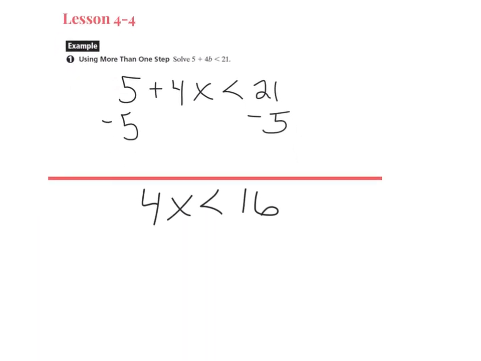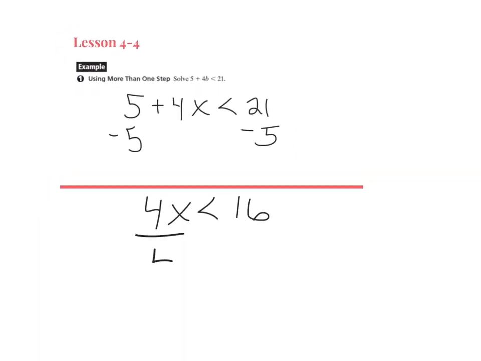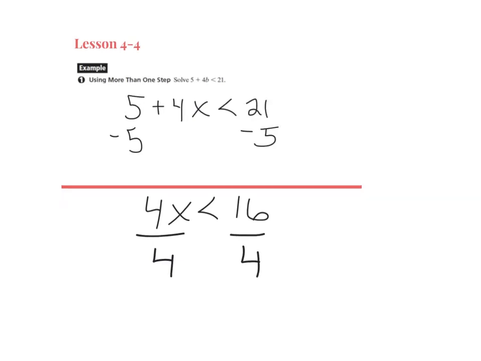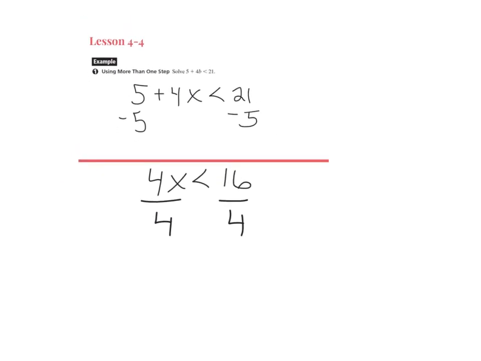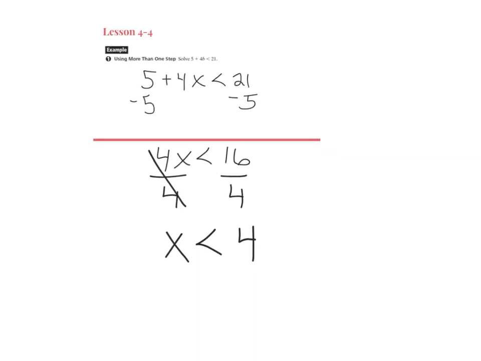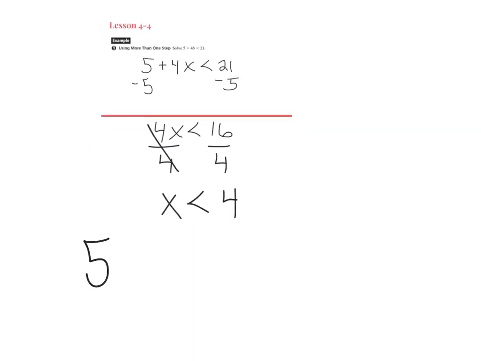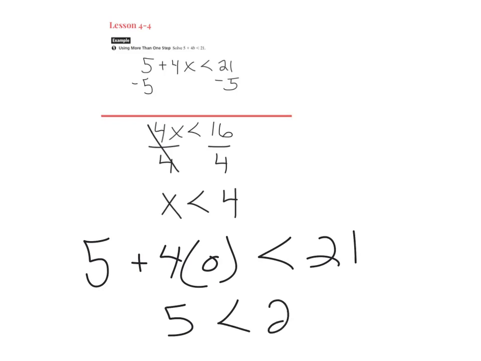Using my division property of inequalities, I'm going to divide both sides by 4. No need to flip the inequality sign because I'm dividing both sides by a positive value, and I get x is less than 4. So here I can use any number less than 4 to check that my inequality is true. Let's pick 0 because it's the easiest. If I plug 0 back in, I have 5 plus 4 times 0 is less than 21. And I end up getting 5 is less than 21, which is true. So I know my solution works.